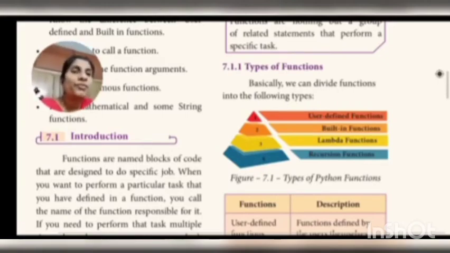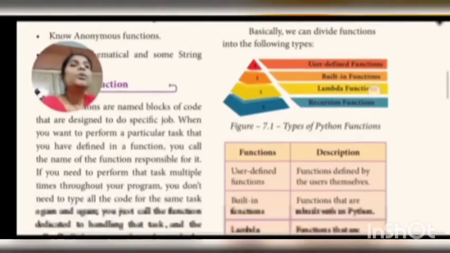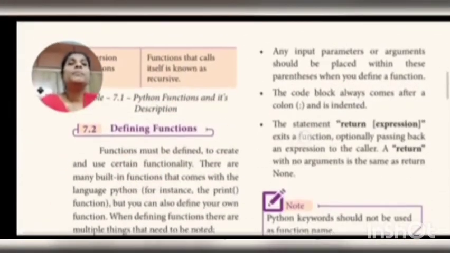But this Lambda function is specific to Python. We have not heard of this in C or C++. So we have it here in Python. And then recursion function. It is like a looping function. You know about loop. Like that, this function will call itself again and again until a particular condition is satisfied. So these are called recursive functions. We can see them one by one.